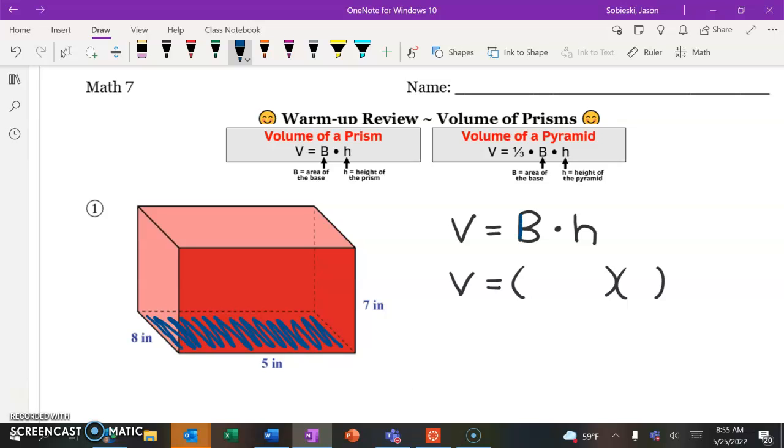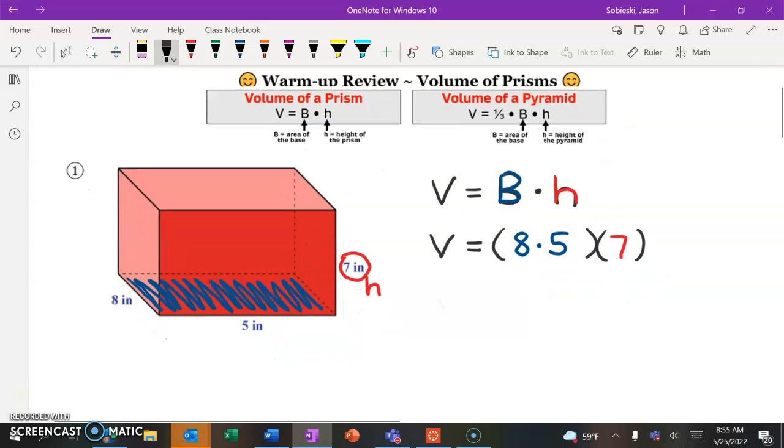So what we substitute in for B is how we calculate the area of that. If it's a rectangle, you just do length, so 8, times width, which is 5. And then lastly, we need to substitute in for H, which is the height of the prism, which in this case would be 7 inches. So we would put a 7 in there.